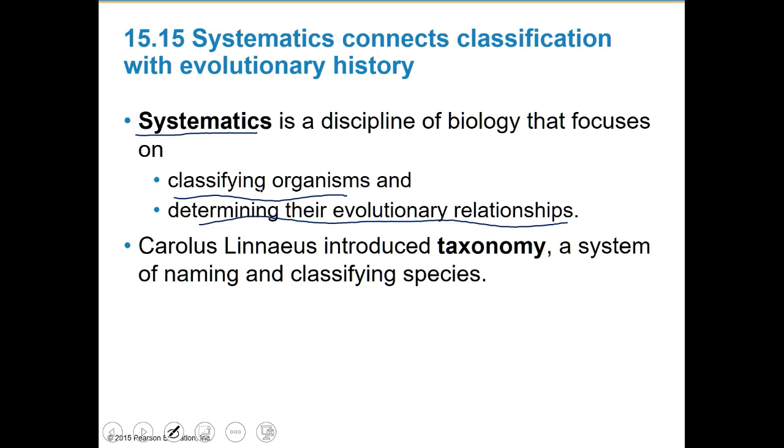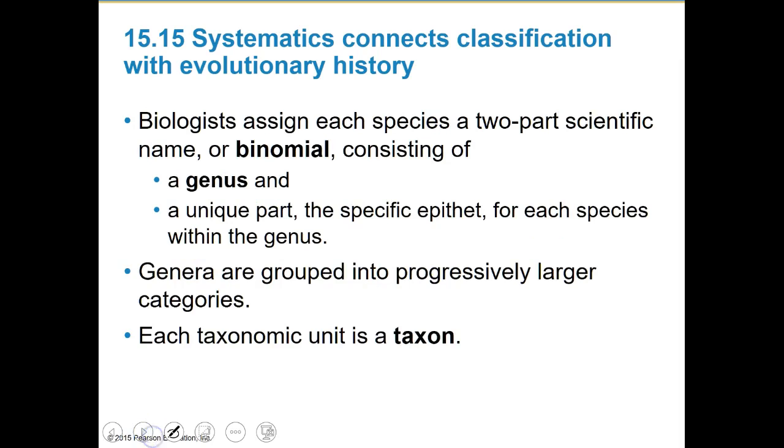One of the earliest people that we know of for some of this stuff, his name was Carolus Linnaeus. So Linnaeus is the person who originally came up with taxonomy. And this is a system of naming and classifying species. So both of these are definitions that you sort of need to know. All right. So biologists assign, this is part of taxonomy, the whole naming scheme that Linnaeus came up with. So this is the taxonomy.